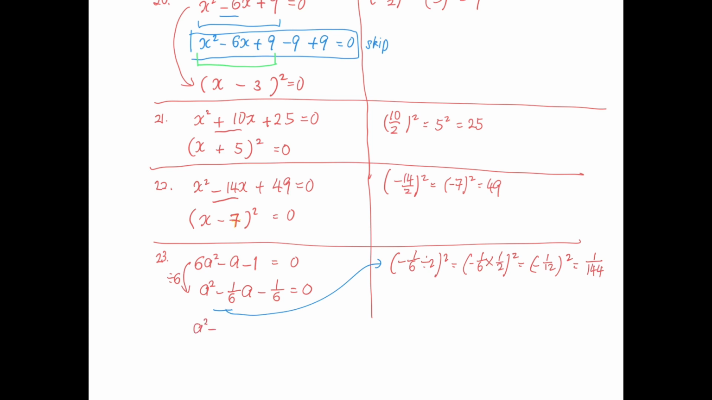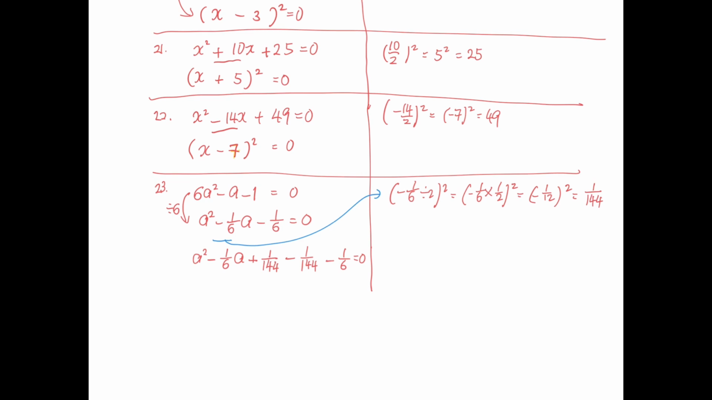So now I write back the first one, a squared. I write back the second term, minus 1 over 6a. Now I add 1 over 144, then I minus 1 over 144, then I minus 1 over 6 equal to 0. And now the first three terms are a perfect square, so we can just factorize it to a.